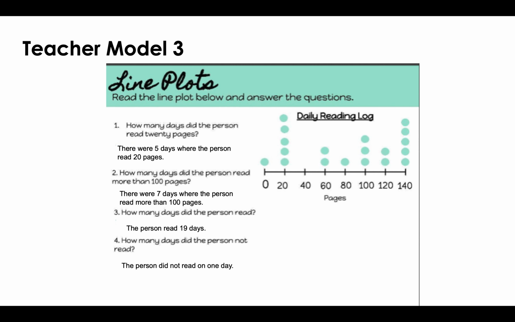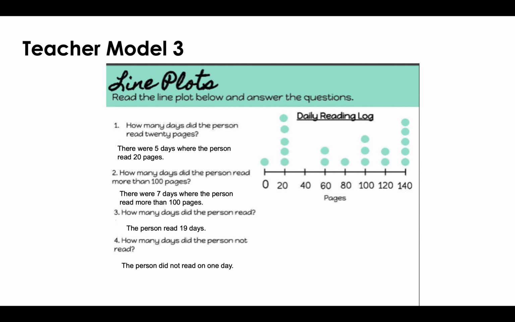How many days did the person read more than 100 pages? So I'm looking at 120, which has 2 dots, and I'm looking at 140, which has 5 dots. So there were 7 days where the person read more than 100 pages. Number 3, how many days did the person read? So again, all you have to do is count the dots or the X's. This person read 19 days.